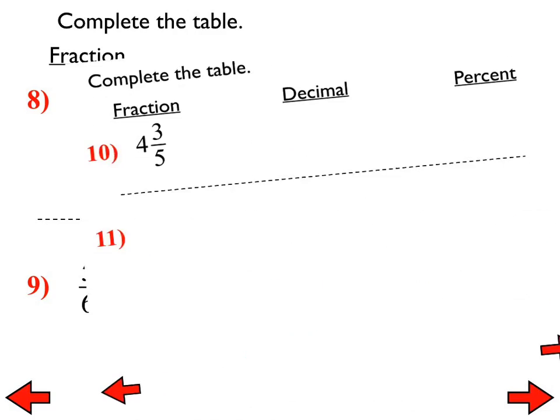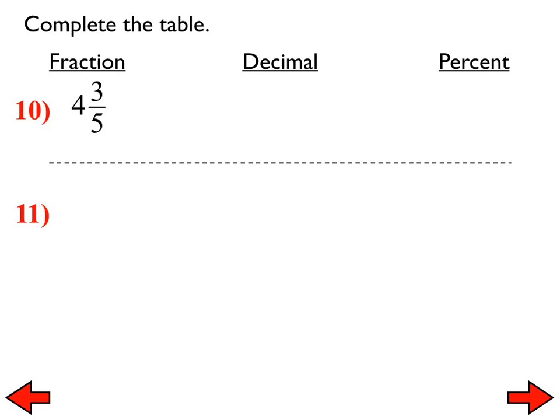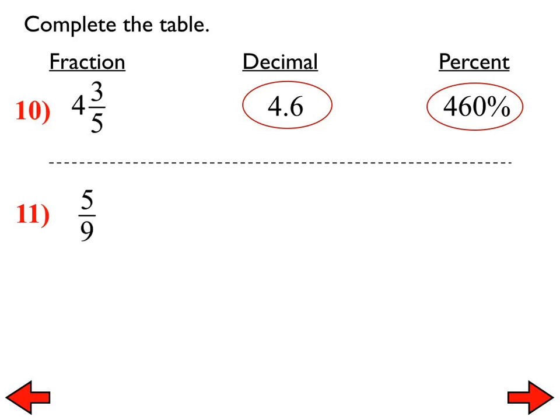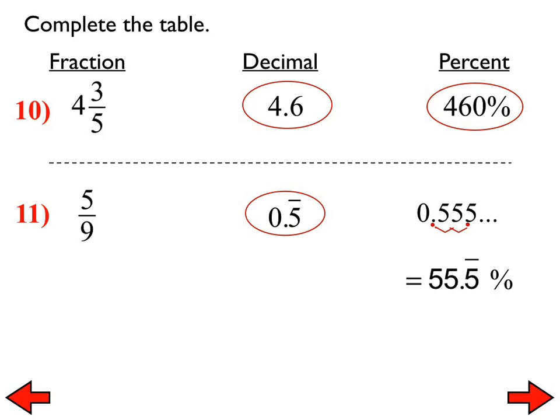Okay. 4 3/5, that should have been an easy one. That's 4.6, which then is in turn 460%. And number 11 was 5/9, that's 0.5 with a bar over the 5, which means 0.5555555555 and so on. And as a percent, that would be 55.5 with a bar over the 5%. Any questions before our last thing?